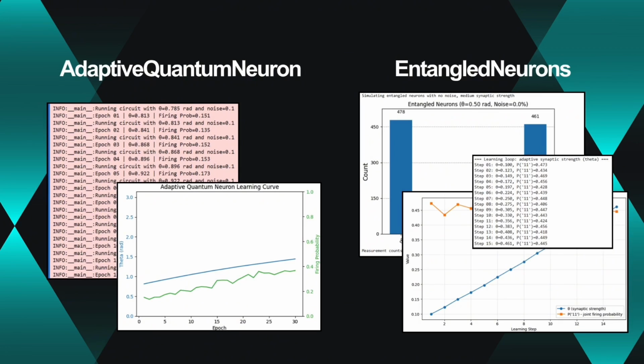After the loop, a plot with 2 lines: the blue line, the theta values, the synaptic strength over the steps, and the orange line, the joint firing probability over each step. And the plot shows theta increasing over time and the joint firing probability moving toward the target 0.7, and this visualizes adaptive neuroplasticity in the quantum neuron model.